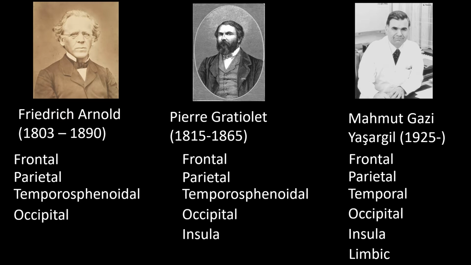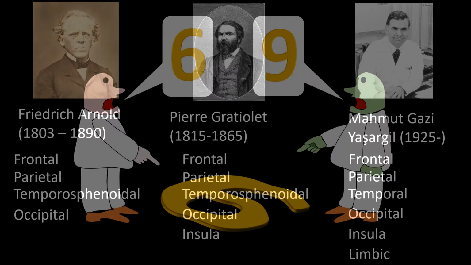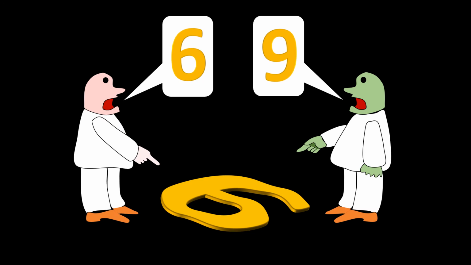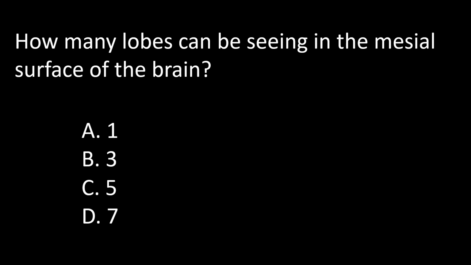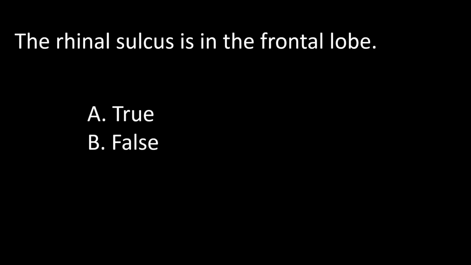Dr. Gassi was alive in 2017. I could not find whether he was still alive in 2019, but he seems to be a long-living guy, so hopefully he's still alive. So the controversy stands, but we're certain that there's not 1 lobe, there's certainly not 3, and not 7. So the answer to this question is 5. Next question. The rhinal sulcus is in the frontal lobe. A true, B false.